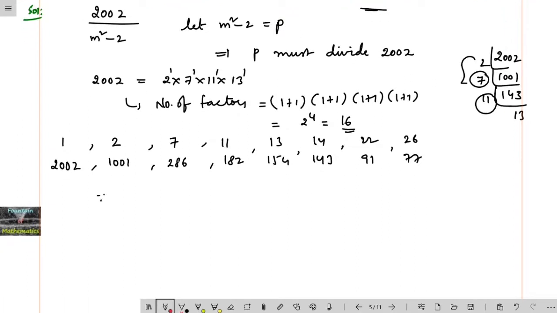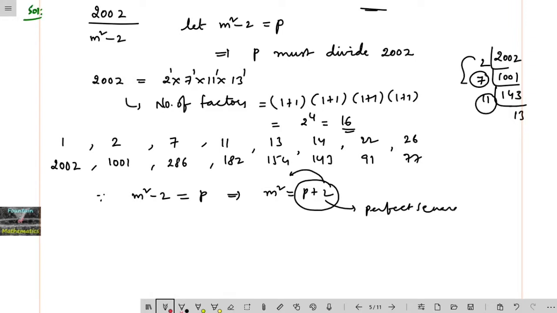Since m square minus 2 is equal to p, which implies m square is equal to p plus 2. It means your p plus 2 must be a perfect square number.